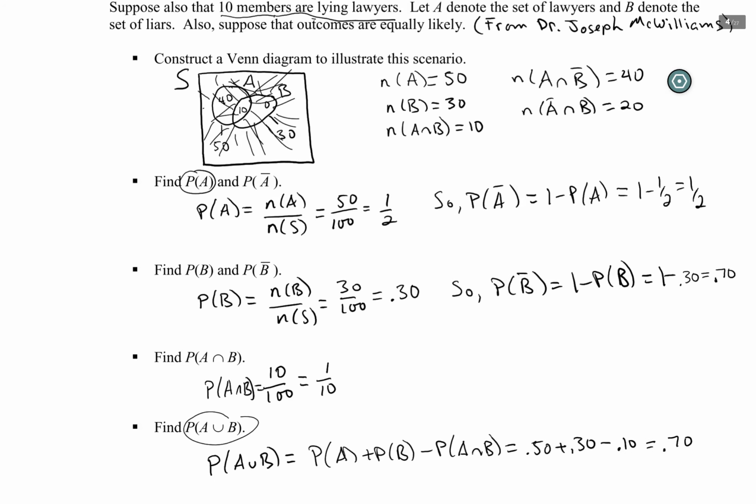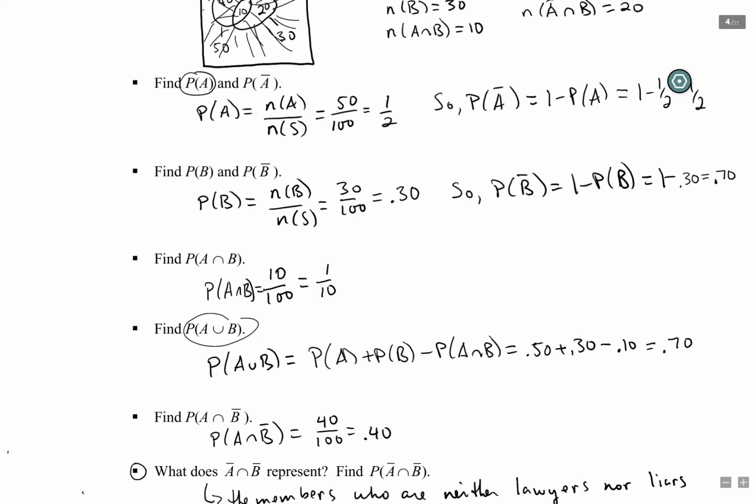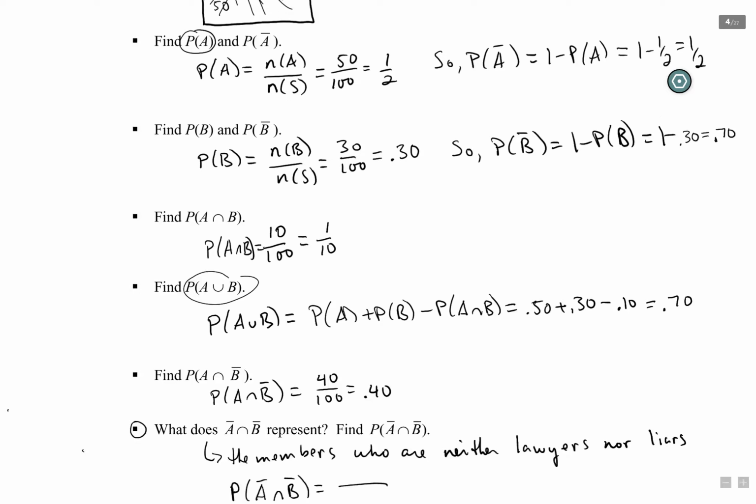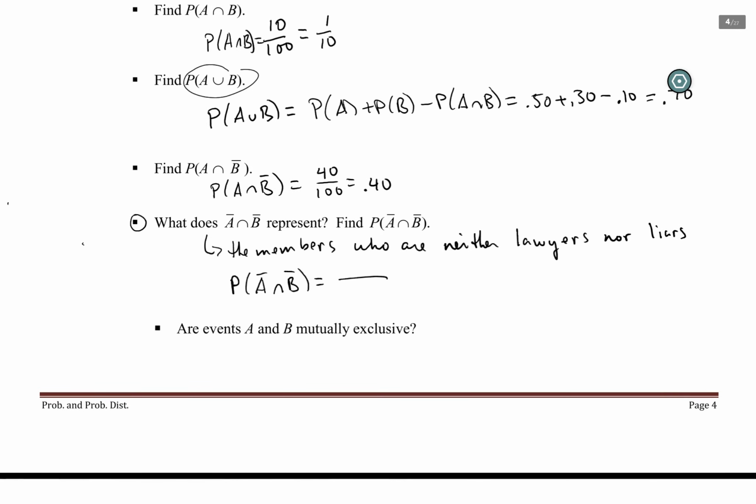Looking at the picture here, if you recall, we found that there was 70. I think that was a 20 there. There was 70 in the union of A and B, and so that means there's 30 outside of A and B. So there's 30 that are neither lawyers nor liars, so that probability is 0.30.